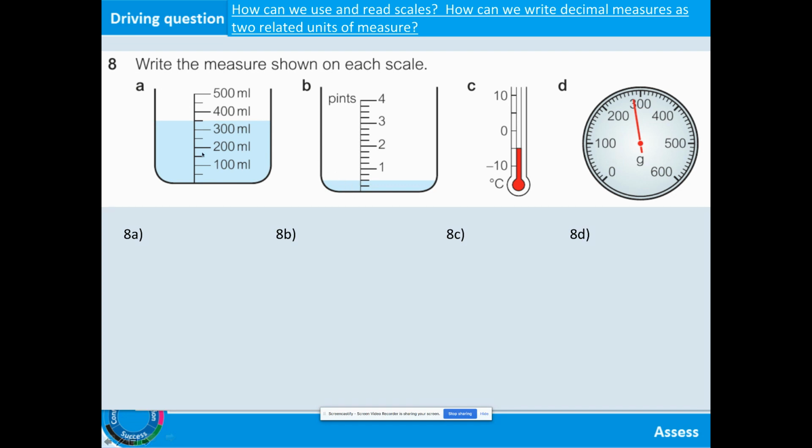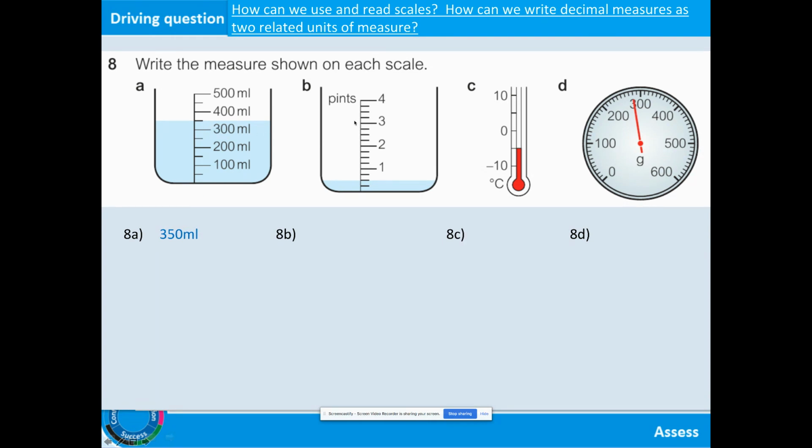Right, okay, so here we have a jug. It's filling up with liquid. We're going up 100, 200, 300, 400, 500. The fluid here is between 300 and 400, in the middle, so it's going to be 350.